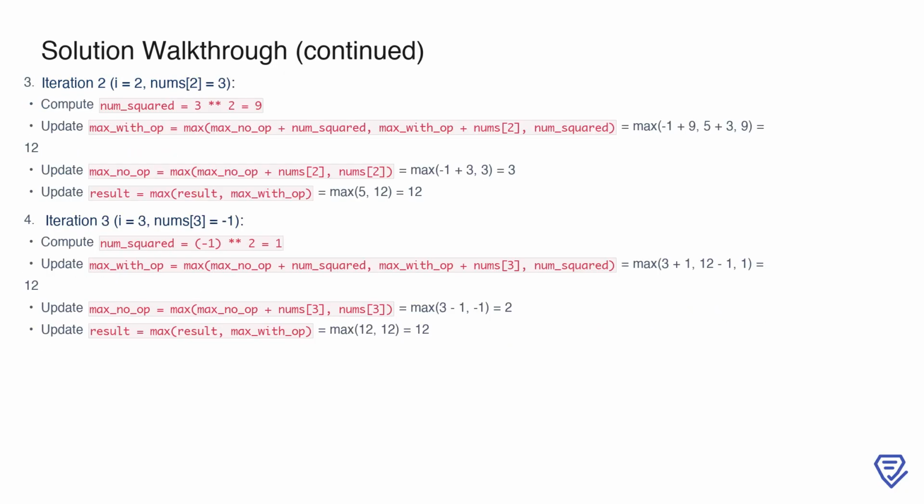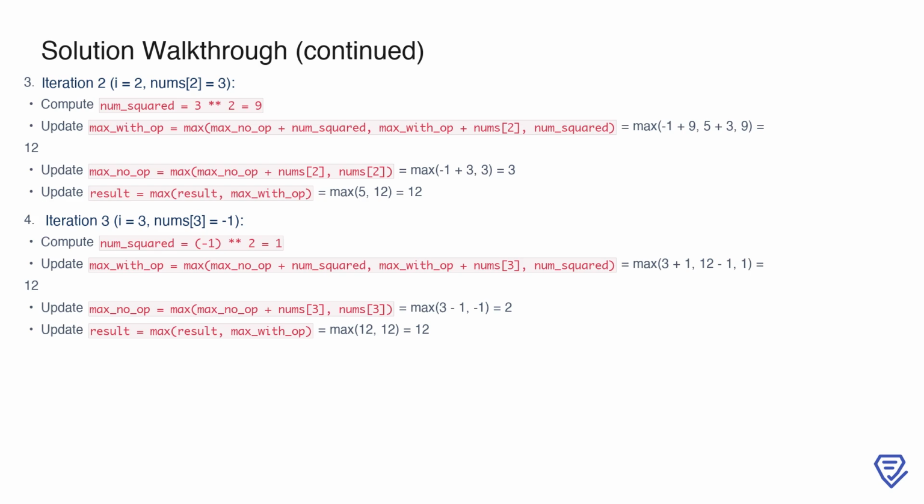In the second iteration, where i is 2 and nums[2] is 3, we start by squaring 3 to get 9. Then, we calculate max_with_op as the maximum of 3 values: adding number_squared, 9, to max_no_op, -1, adding nums[2], 3, to the previous max_with_op, 5, or just number_squared, 9. This results in a new max_with_op of 12.